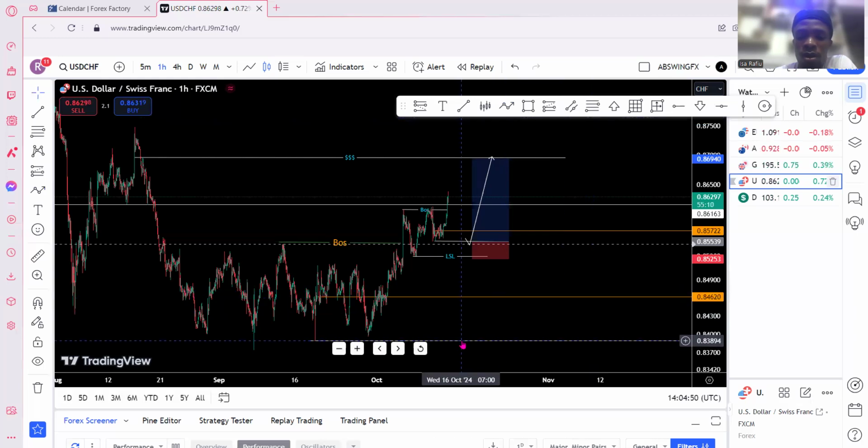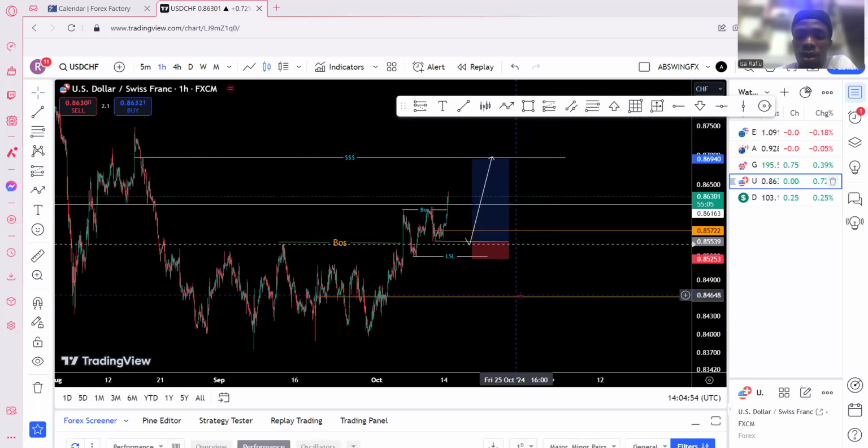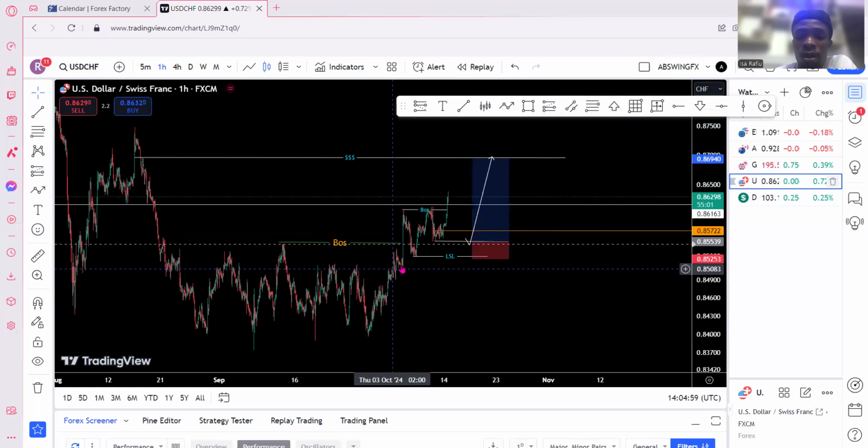So that's a very good positioning to keep the shot simple. That's why I'm doing all that.